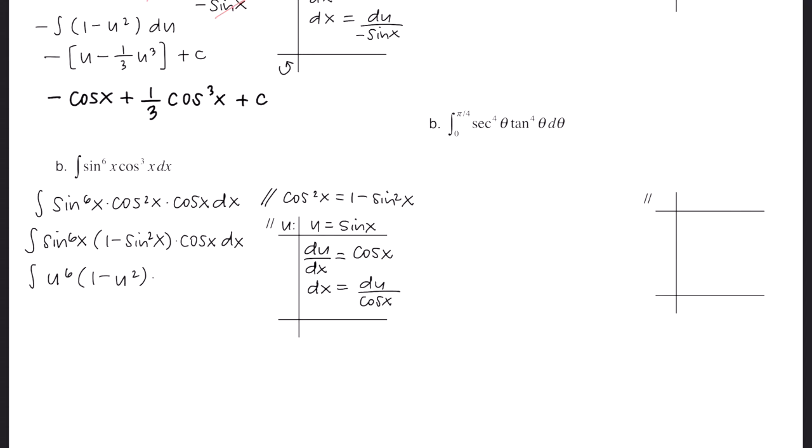Remember, leave this cosine because it's the rigged part of the problem. And dx is equal to du over cosine. So now we can cancel these cosines. And before we can integrate, we need to distribute this u to the 6th. So now we're ready to integrate.